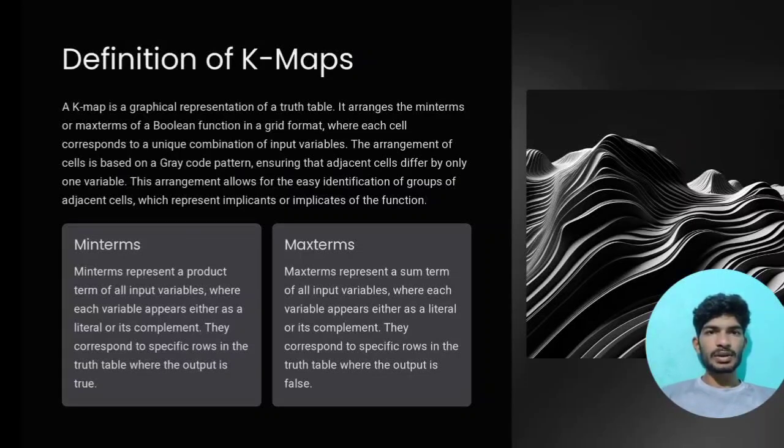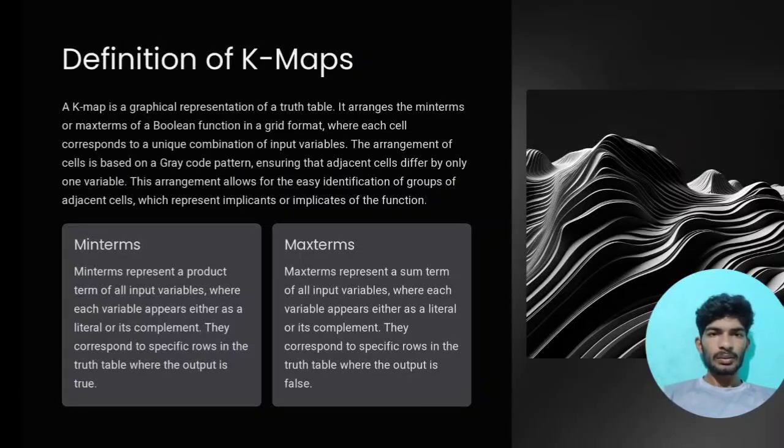Definition of K-map. A K-map is a graphical representation of a truth table. It arranges the minterms and maxterms of a Boolean function in a grid format, where each cell corresponds to a unique combination of input variables. The arrangement of cells is based on gray code pattern, ensuring that adjacent cells differ by only one variable. This arrangement allows for the easy identification of groups of adjacent cells which represent implicants or implicates of the function.